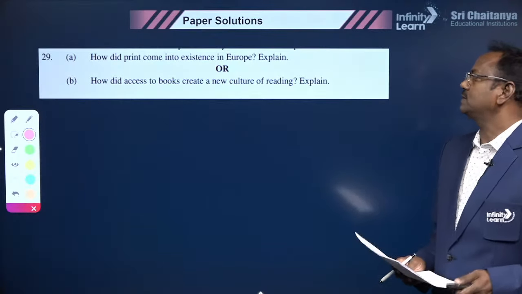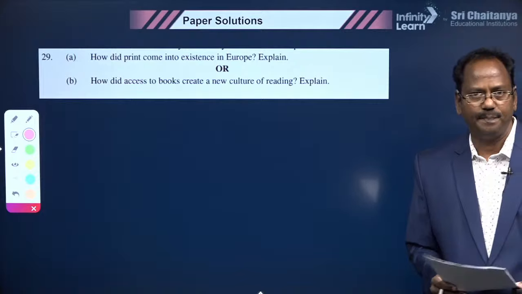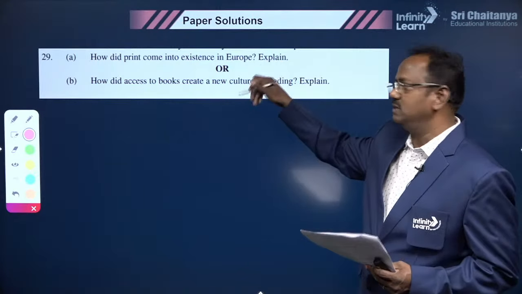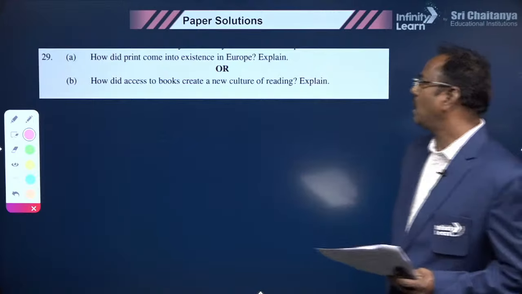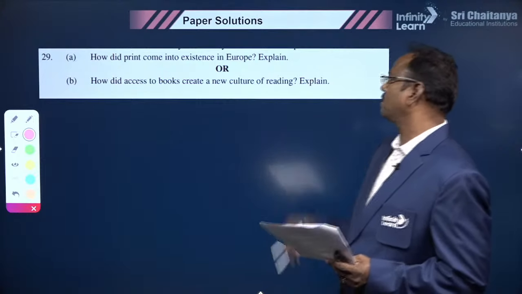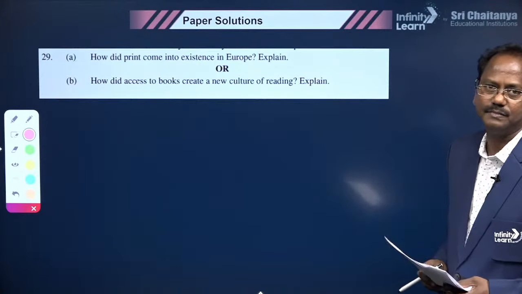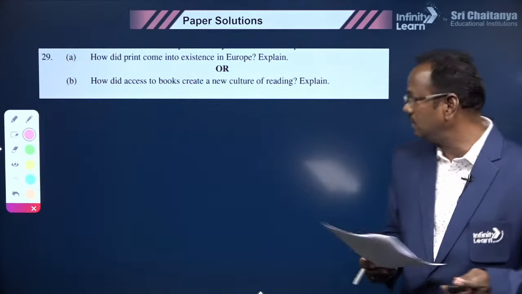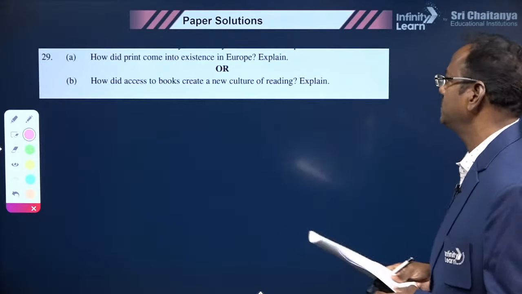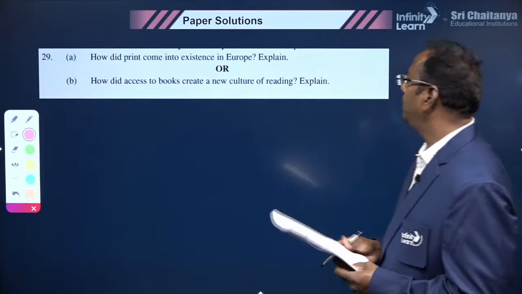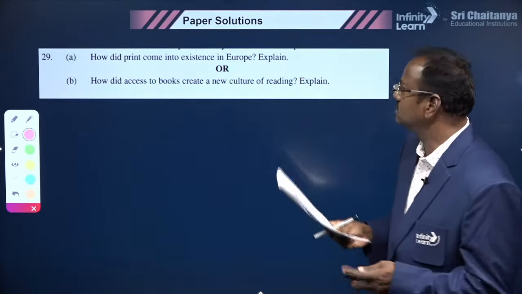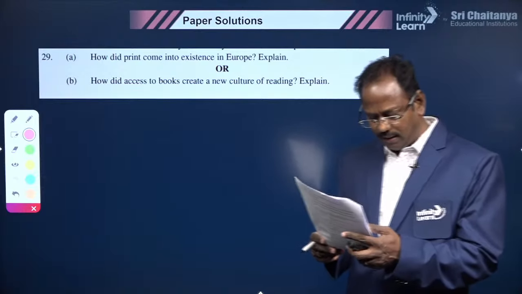29. How did print come into existence in Europe? Explain. Or there is a choice for the 29th question: how did access to books create a new culture of reading? Any one of these two questions you could explain, my dear children. Now, I'll take the first question first: how did print come into existence in Europe?